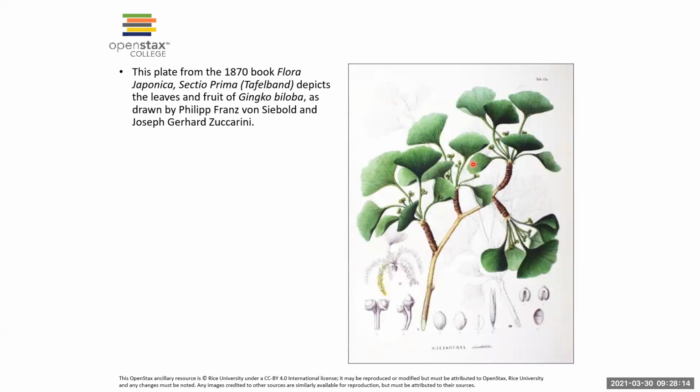So here's a picture of a ginkgo. You can see it has this really characteristic fan-shaped leaf. These are the fruits of the ginkgo species, and again, these fruits and seeds are really what smells bad in the female individuals.